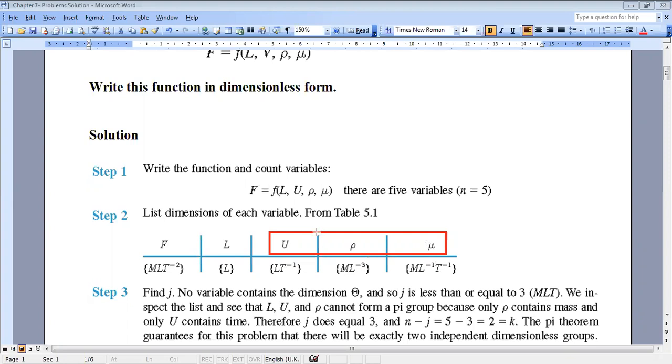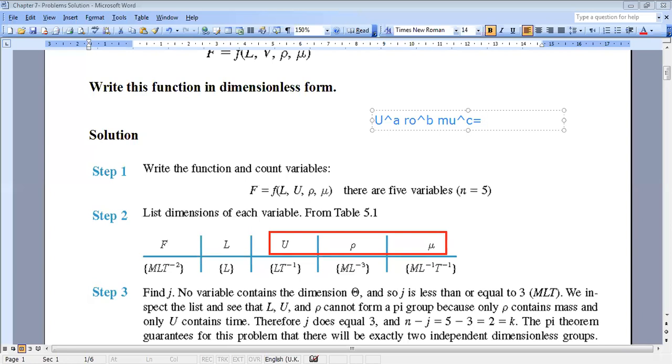How to make sure? To make sure, I do a test. But a test takes more time, so I always try to find the answer in a quick way first. If I was not able to find it quickly, I can test whether they form a group or not. How to do the test? I should try to find a combination: U to the power A times rho to the power B times mu to the power C. I need to find A, B, C so that I form a group.